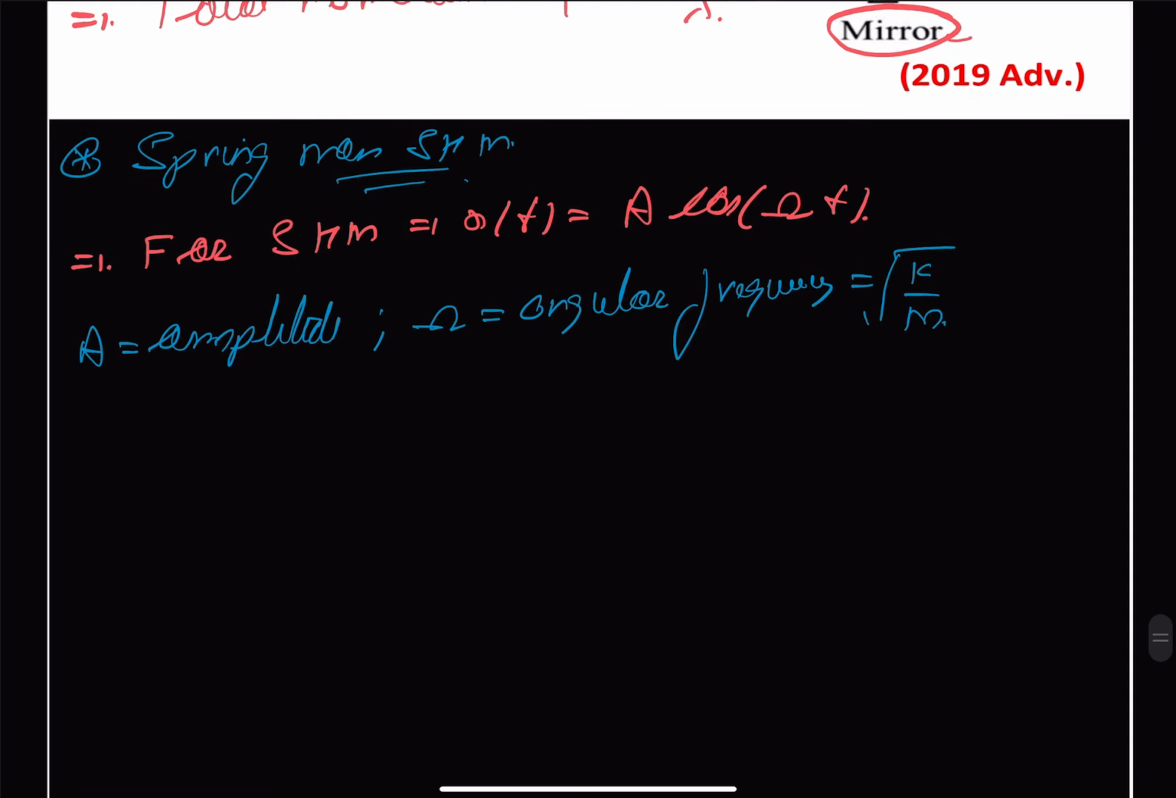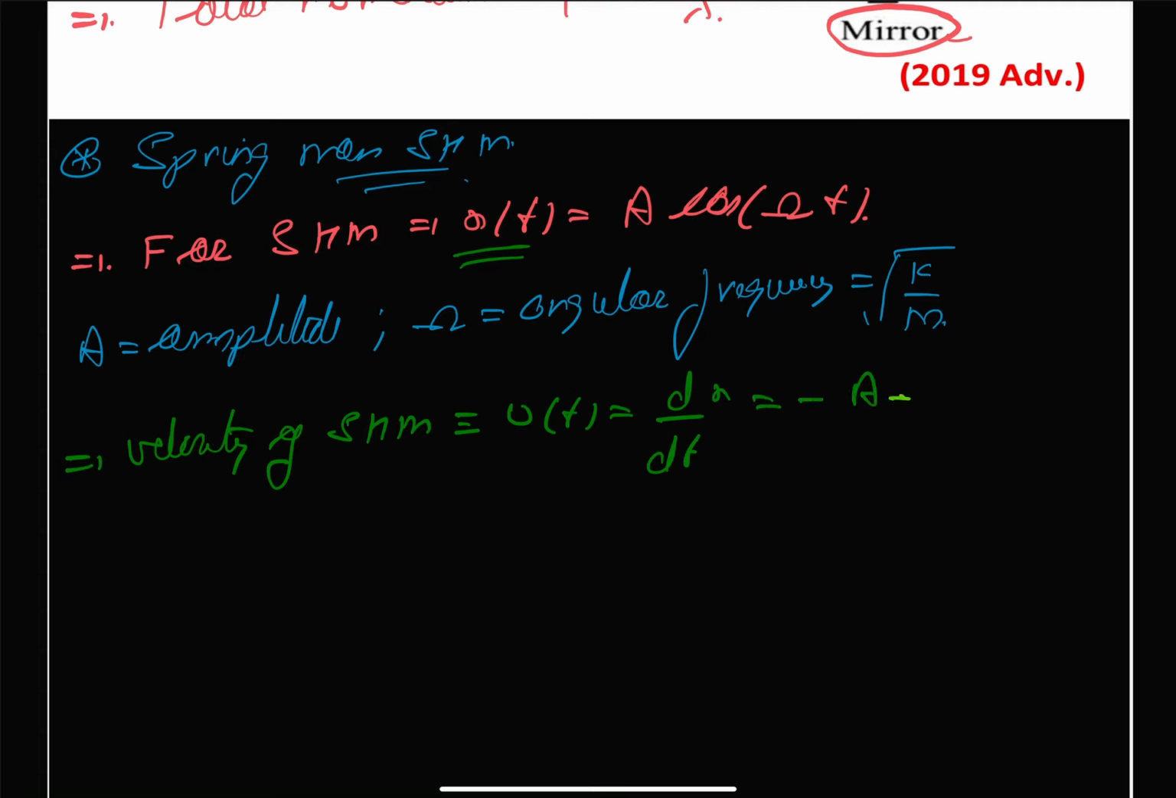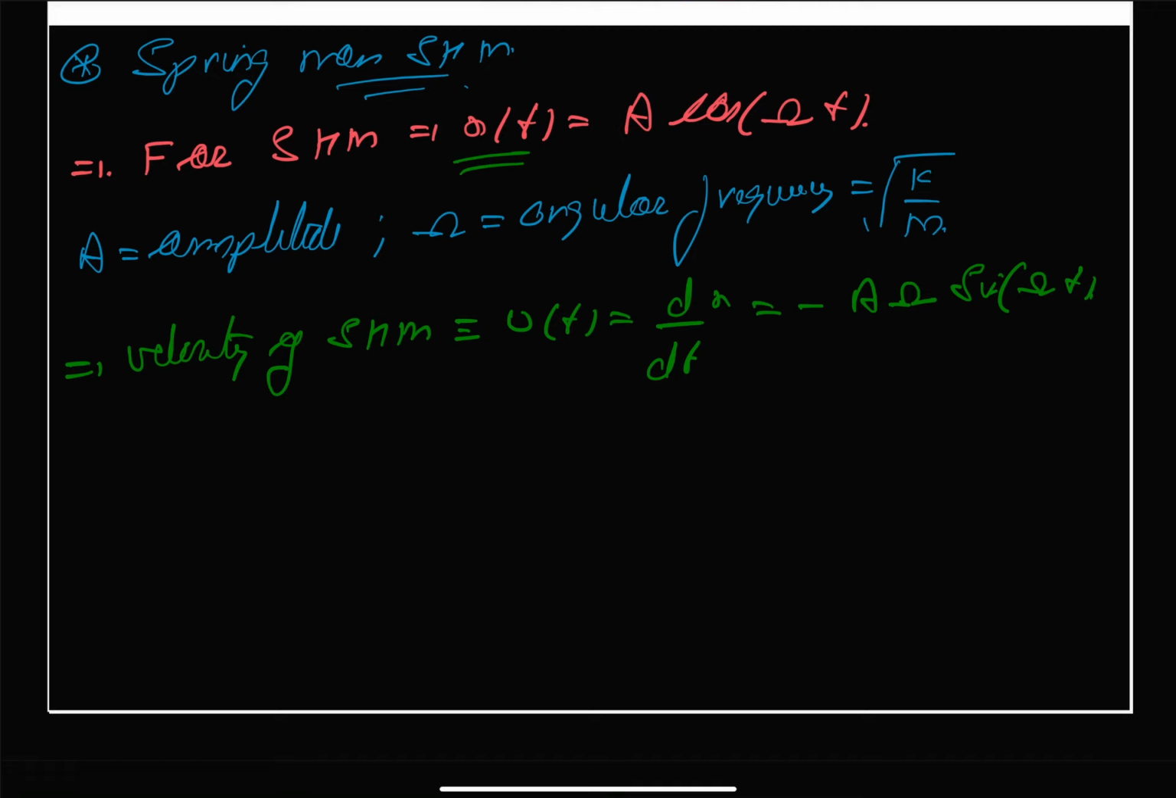So now, based on this position, we can find out the velocity. So we can say our velocity of SHM, which is suppose our v of t, will be given as derivative of our x, which will be coming as minus A omega sine of omega t. And we know that the velocity will be maximum when sine of omega t will be maximum, that is equal to plus minus 1.